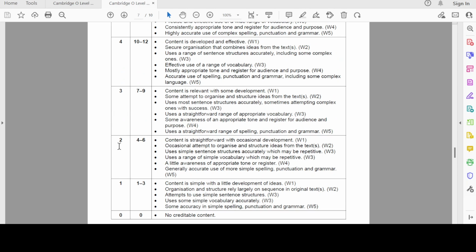Okay, then level 2, which is 4 to 6. So what we have here, the content is straightforward with occasional development, right? So sometimes the candidate has attempted to develop it further, but other than that, they've just given the points from the text. Occasional attempt to organize and structure ideas from the text, uses simple sentence structures accurately, which may be repetitive. So simple sentence again and again, right?